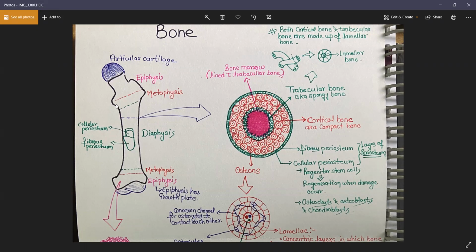Now, if I cut the bone horizontally, I can see some layers of the bone. The outermost layer of the bone is the periosteum, which is of two types. The outermost, which you can see from the outside of the bone, is the fibrous periosteum. Just after the fibrous periosteum, you have the stem cell layer, which is the cellular periosteum. This contains the stem cells of your bone: the osteoblast cells, the osteoclast cells, and the chondroblast cells.